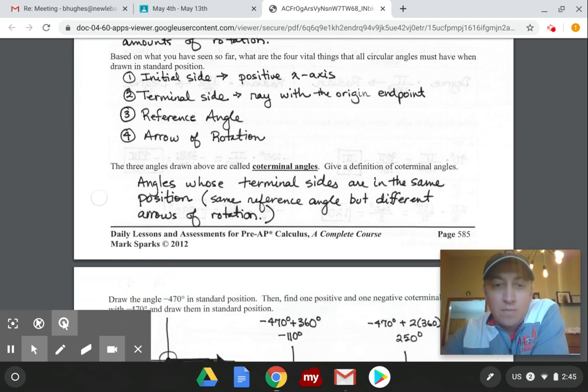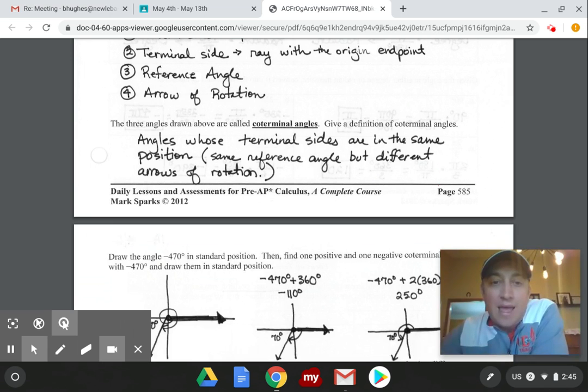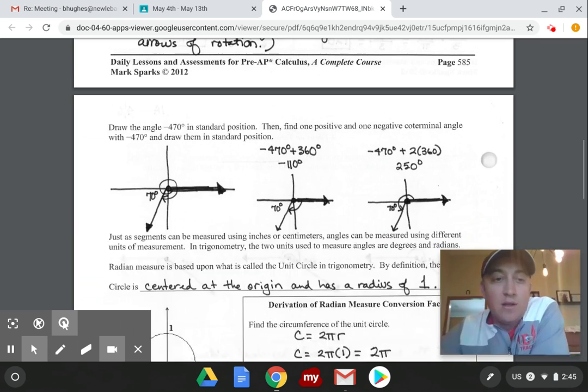Okay. So those three angles, just another terminology, another word for us, are called coterminal angles, just because they end and have the same terminal side. So here it is right here.